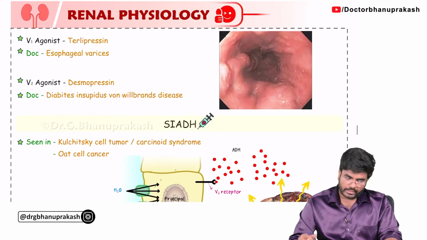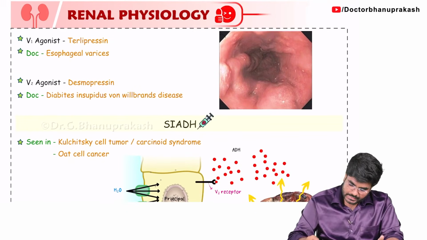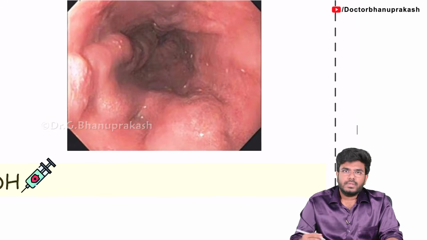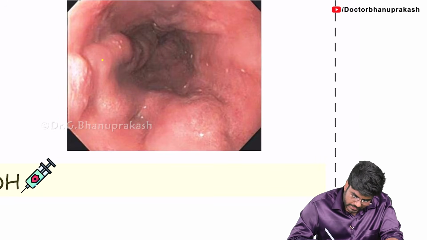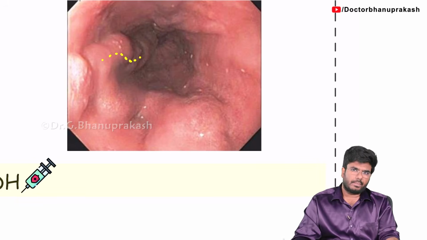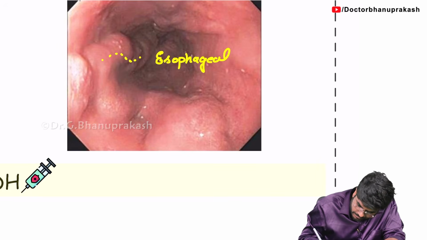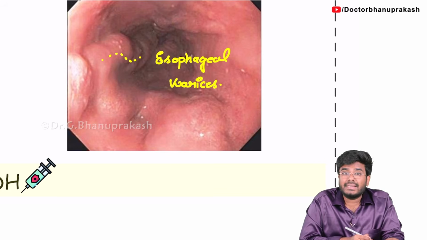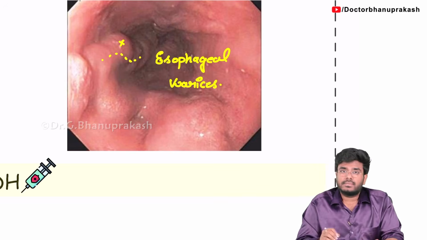Next, after knowing what is normal, look at the clinical integration. Look at this diagram that I am showing you. This is a patient whose esophageal veins are dilated, maybe because of portal hypertension due to cirrhosis. So the patient is suffering from esophageal varices, the dilated esophageal veins. At any point of time, they can rupture, leading to bleeding that can kill the patient.